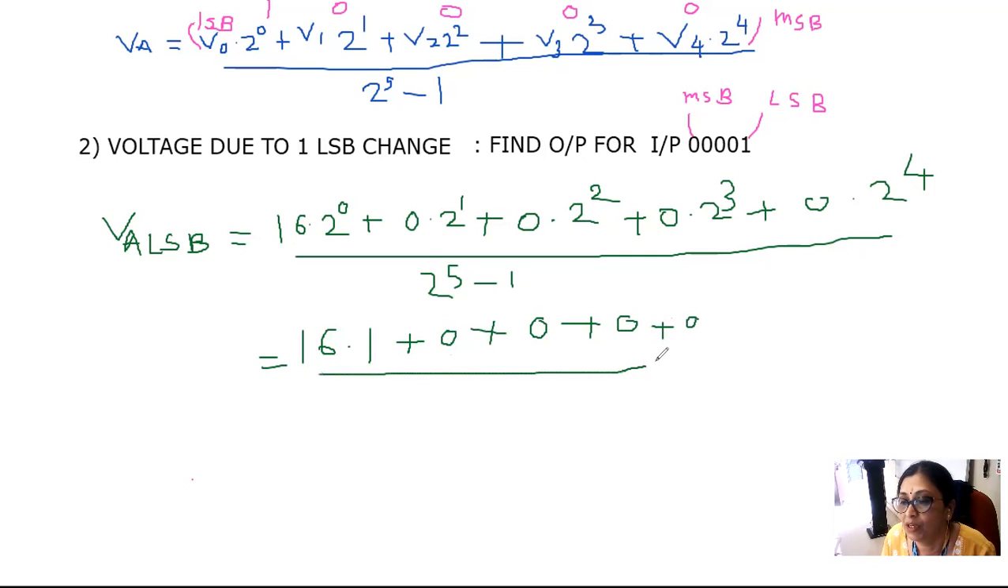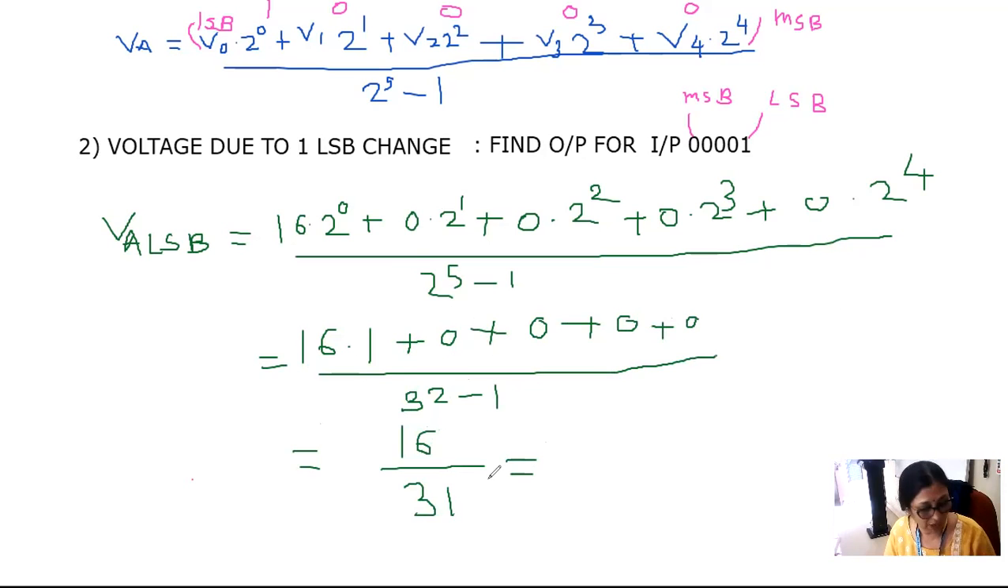And in the numerator, the same thing you can write. 2 raised to 5 is 32. And this minus 1. So 16 into 1 is 16. And 16 plus all zeros is again 16. So it will be 16 divided by 31. Calculate it, how much it comes out. If you have calculator, you can calculate it. I will calculate on the mobile.